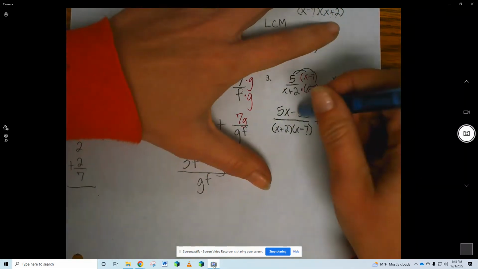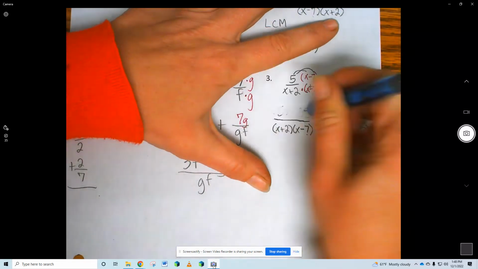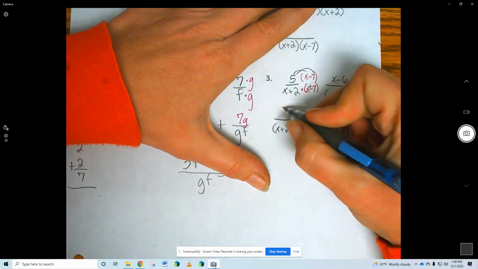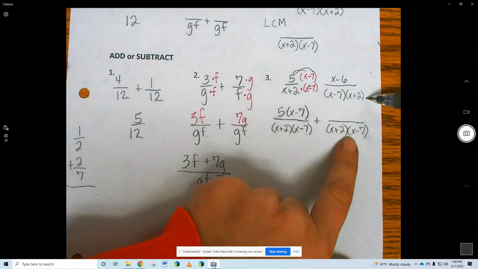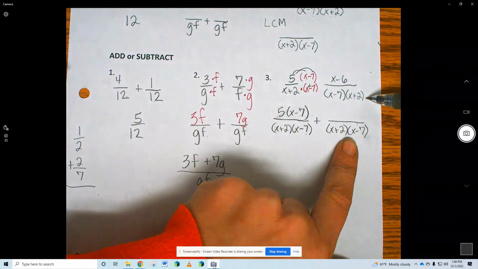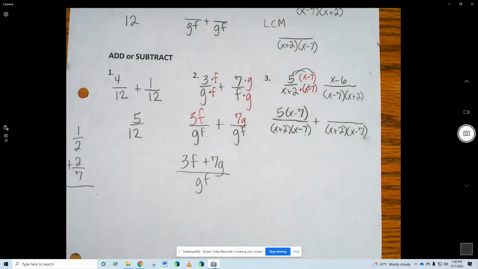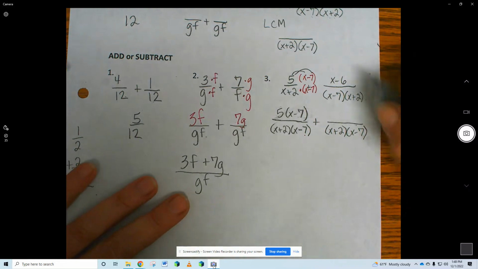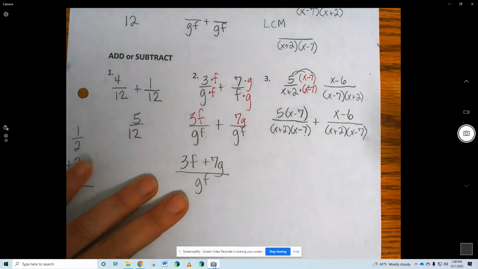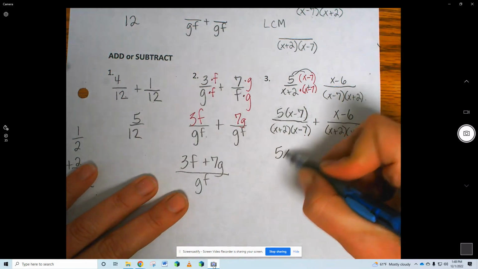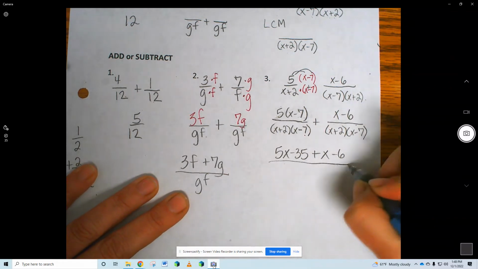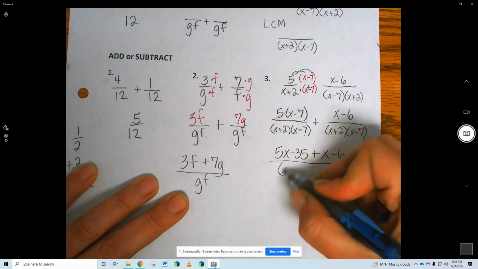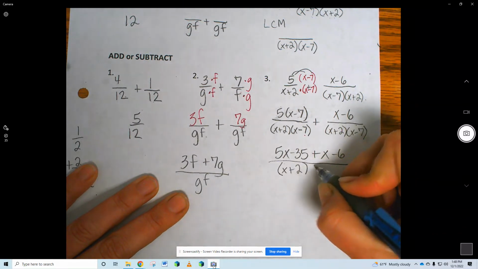Or, let's go slow because I can't do it on the second one. All right. What did I do to this denominator to get this denominator? But it's the same. So I don't have to multiply by anything over there. So now I have 5x minus 35 plus x minus 6 all over x plus 2, x minus 7.